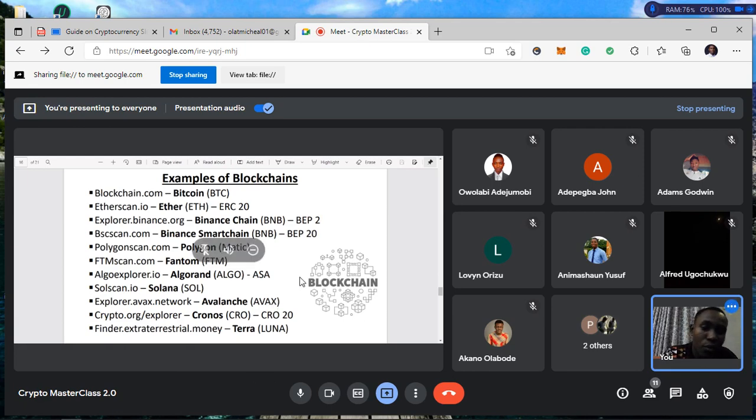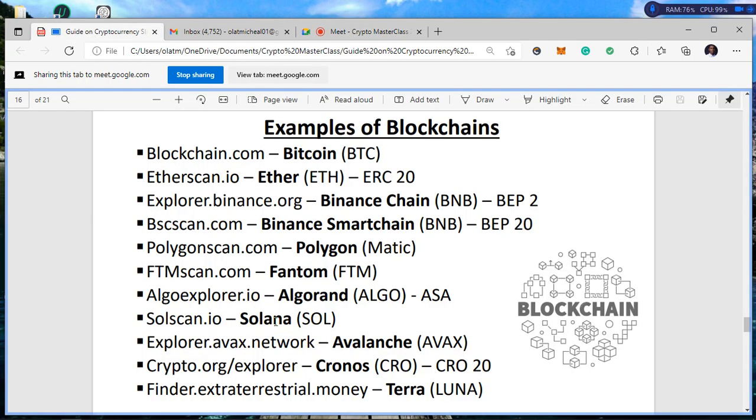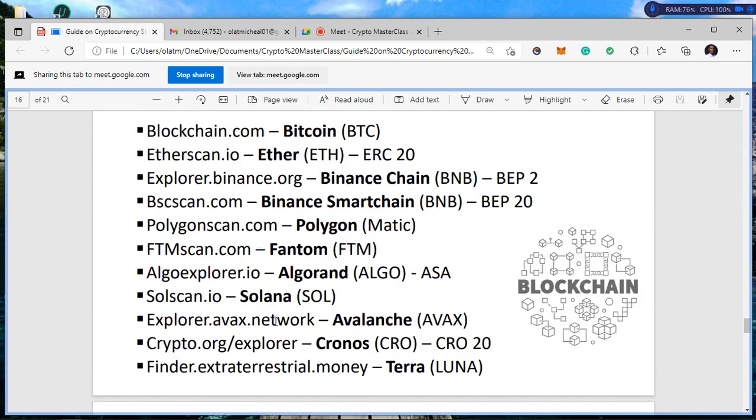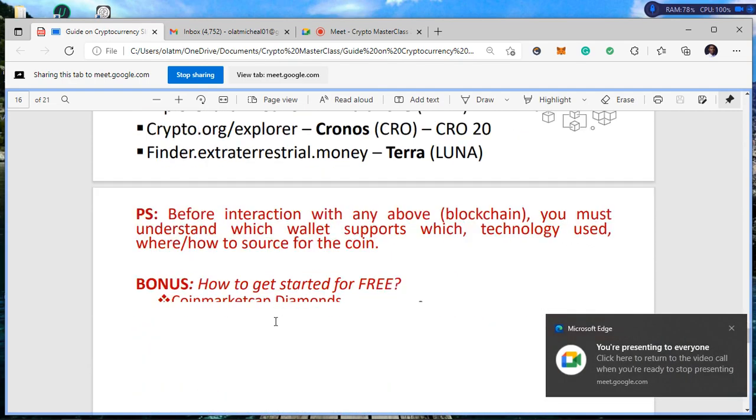Some blockchains support smart contracts, and if they do, then you can have things like DeFi, basically decentralized finance and the likes, hosted on them. These are just examples of blockchains. I don't know if there's still time for us to check at least one or two. If we can't do that today, we should be able to do that tomorrow. I guess we are almost done with the class.